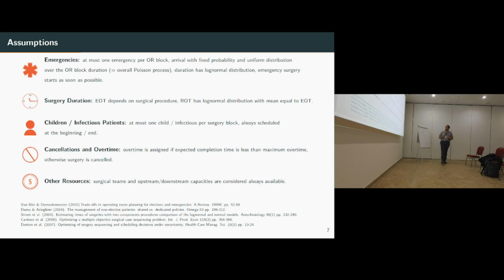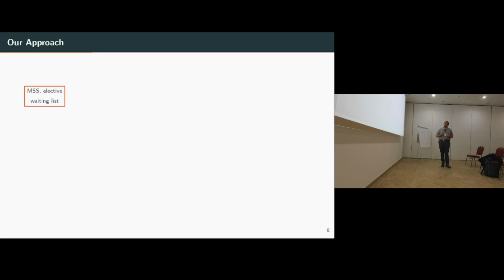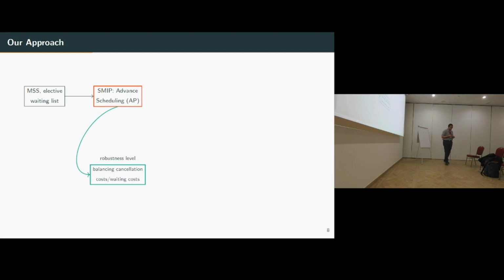So the approach: we start, as I said, with a master surgery schedule and an elective waiting list. We pass on to the advanced scheduling, a stochastic mixed integer linear problem. You will see implications and maximum; all the constraints have been linearized. I didn't have enough space on the slide to show it, but it's all linear. In this step, we set a robustness level that deals with the cancellation cost and overtime cost. We try to balance cancellation cost and waiting cost, that is, to link this step to the allocation scheduling problem, and we try to minimize the scheduling cost.